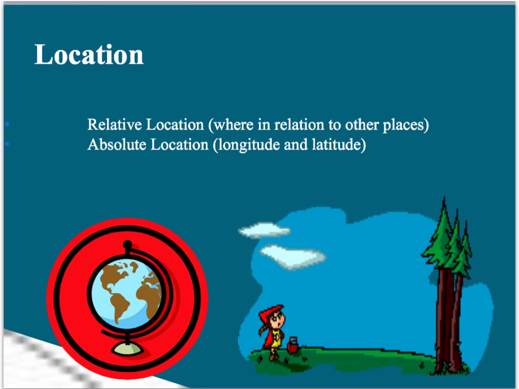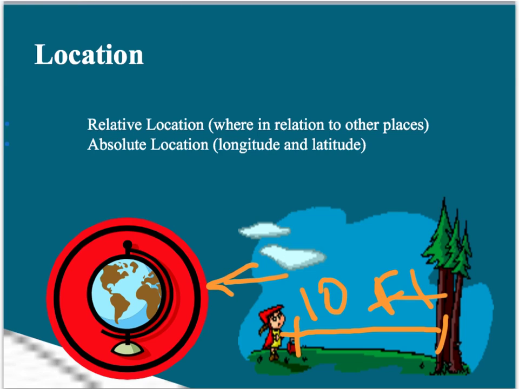Location. There are 2 parts to location. There is a relative location and absolute location. Relative location says where you are in relation to something else. So, for instance, this picture on the right, Little Red Riding Hood is in relation to the tree. She is, we'll say 10 feet away, something like that. You're saying where you are in relation to something else. So if Little Red Riding Hood, say, moved another 10 feet this way, you would say Little Red Riding Hood is 20 feet to the left of the tree, or something like that.